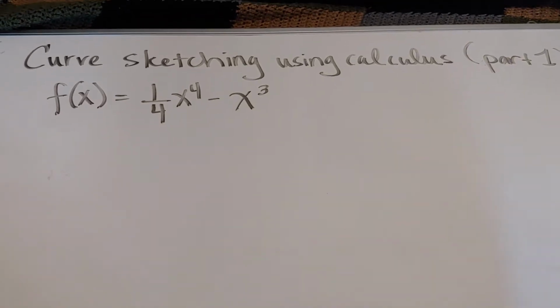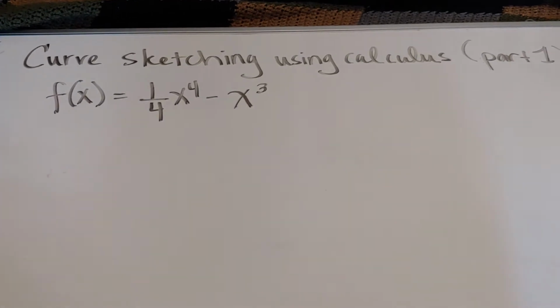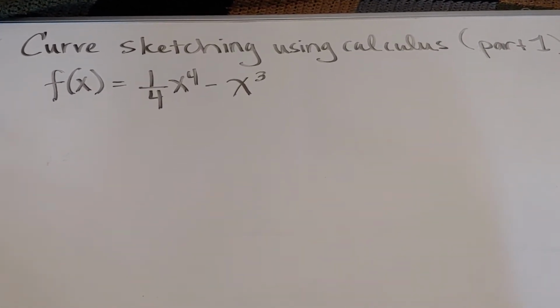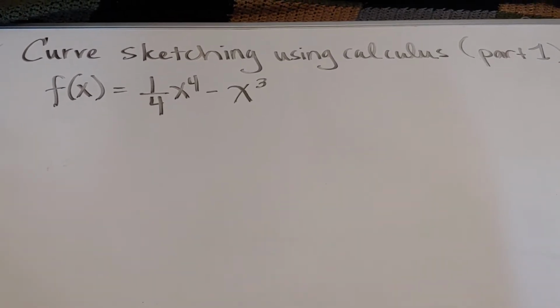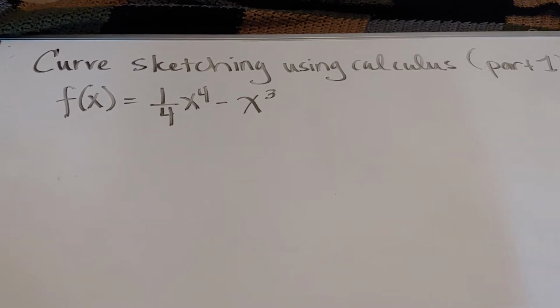As you can see, we're going to do some curve sketching today using calculus, and this is part 1. This part's going to focus on increasing and decreasing and finding critical numbers for relative extrema. Whenever you're doing increasing and decreasing and extrema, we want to find the first derivative.